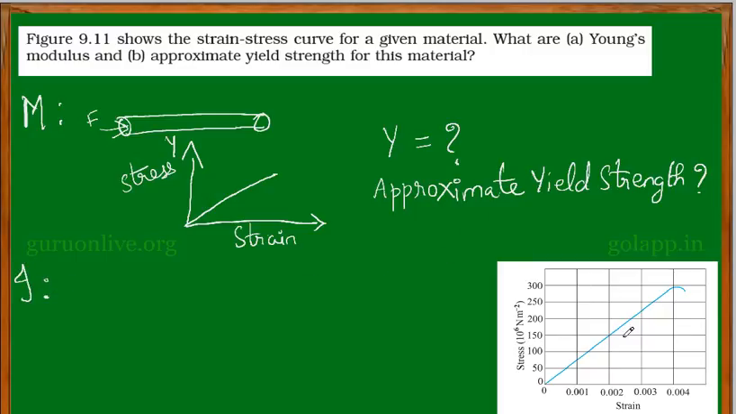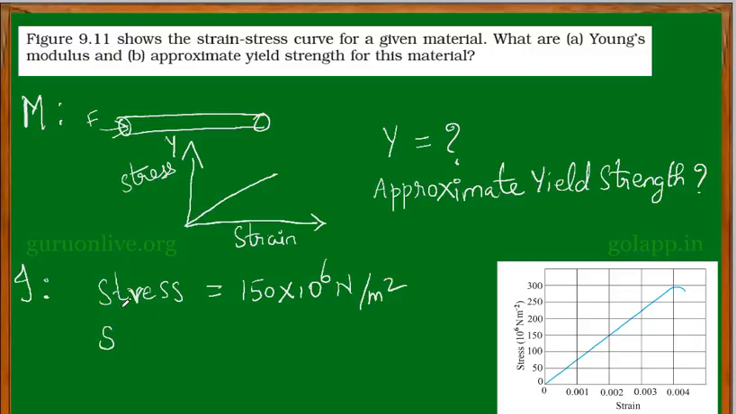Actually, we need to identify the quantities from the given graph. As you can see, the well noticeable point in the graph is this. The stress value corresponds to 150 and the corresponding strain value is 0.002. So we can take the value of stress as 150 into 10 to the power of 6 Newton per meter squared. Why 10 to the power of 6? Because the graph is drawn on the scale of 10 to the power of 6 Newton per meter squared.